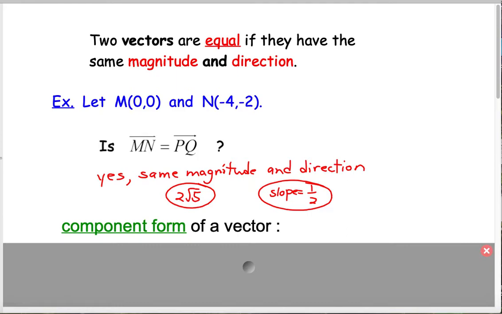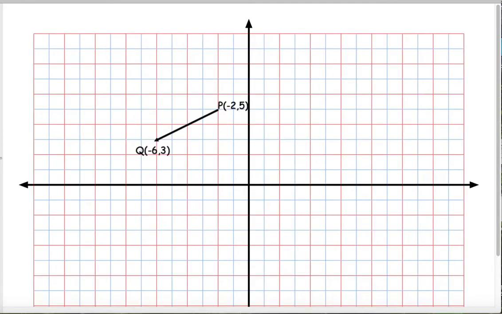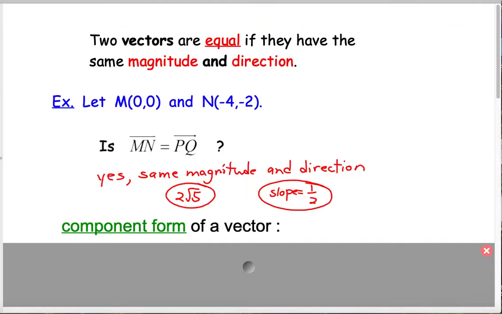Now, if they weren't pointing in the same direction, for example, if that second vector started at N and was going towards M, so if our arrow was on the other side, then we'd say those vectors are not equal. They have the same magnitude, but they're going in opposite directions. So that's important as well. You can't just look at the slope and say, oh, the slopes are the same. You have to look at which side the arrow is on as well.